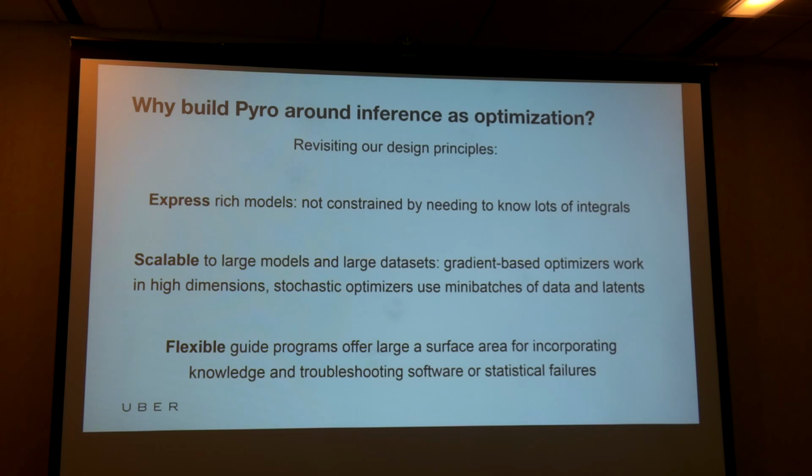around inference optimization. So if we just revisit our design principles that I described to you at the beginning of the tutorial: why build Pyro around inference optimization? Why does it meet these principles that we set out in the beginning? How does it resolve these constraints? Well, it does so in the following ways. One, we can express very rich models. We're no longer constrained by needing to know lots of integrals by hand. We don't need to know them by heart if we want to do variational inference.